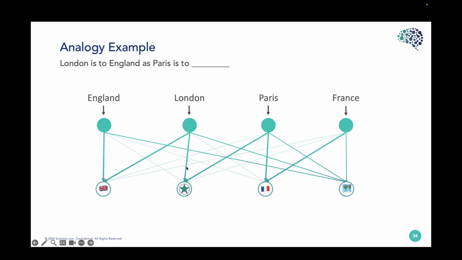London and Paris are going to appear in the context of capital cities more than England and France. So they're going to be more tightly coupled to capitalness than England or France will be. Obviously, Paris and France are more French than London and England. So they're going to be more tightly coupled here, once again, only because they appear in context with other words that are associated with being French. And finally, all four of these are places, and they're going to be used in context as places. So they're all going to be roughly equally tied to the placeness concept here.